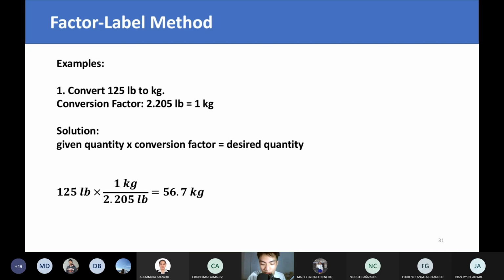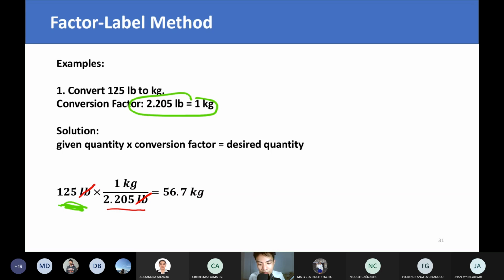You start with your given quantity. Ito yun. Then, you multiply it by the conversion factor. Again, ano gagawin mo dito? You will treat this as a fraction, wherein the denominator will have the given quantity or the given unit, in this case, yung pounds. Ayan, nasa baba yung pounds. And nasa taas yung desired quantity, yung gusto mong makuha after the conversion. So, pound yan, pound yun, magka-cancel sila. And then you will end up with the answer 56.7 kilograms.